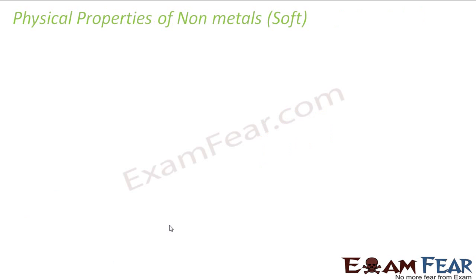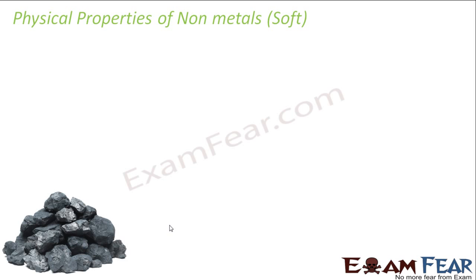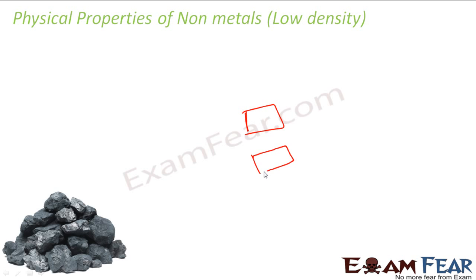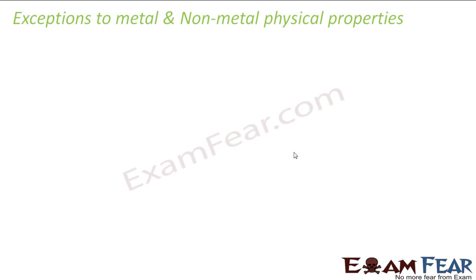You can do this. And they are generally soft. You see, coal is not very hard. If you hit it with a hammer, it breaks, right? They have low density. If you take a piece of coal this big and weigh it, and take a piece of iron this big and weigh it, the iron will be much heavier than the coal, because the density is less. It's all a porous kind of substance, right? Generally, non-metals are very, very low density substances. Although, as I explained, for the physical properties of metals and non-metals, there are exceptions.